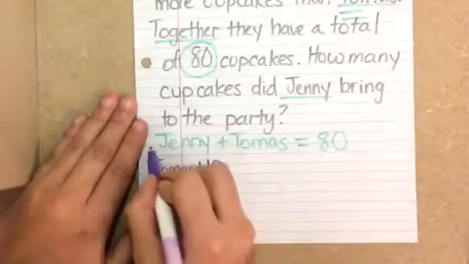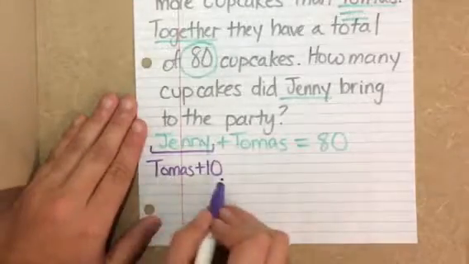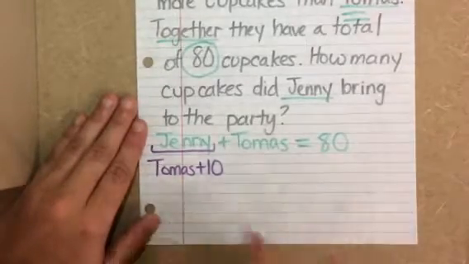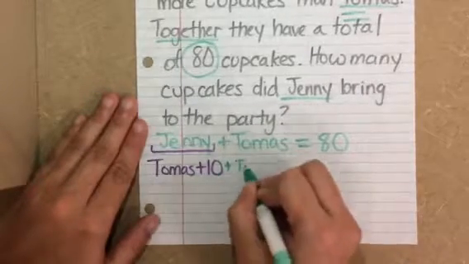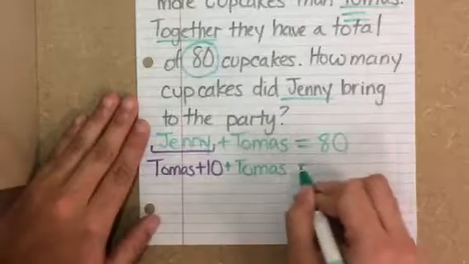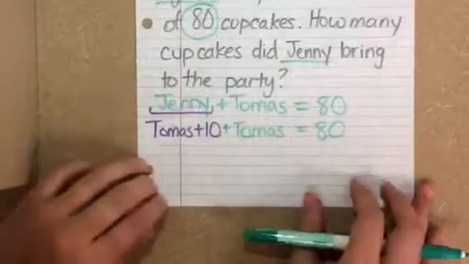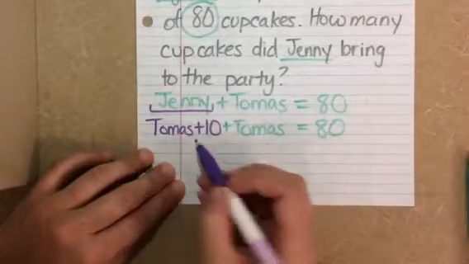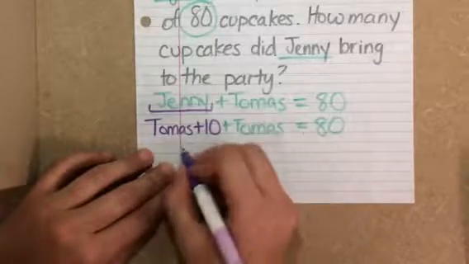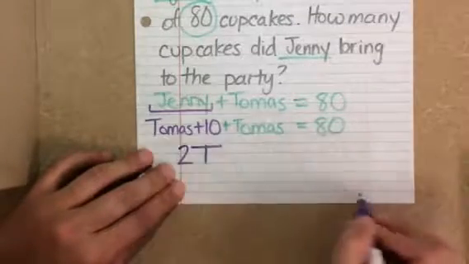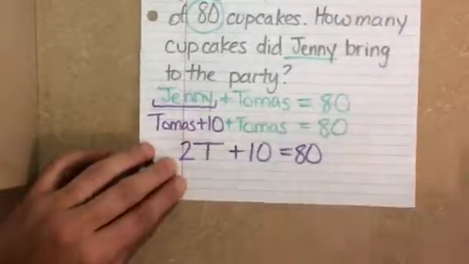So this is what Jenny brought. Instead of using Jenny, I'm going to go ahead and just write Thomas, whatever he has, plus 10. And cupcakes in total, you still have whatever Thomas brought. So plus whatever Thomas brought equals 80. This is beginning to be a little too much, so I'm just going to put, there's 2 Thomas, right? That's counted twice. So I'm going to put 2 T for Thomas plus 10 equals 80.